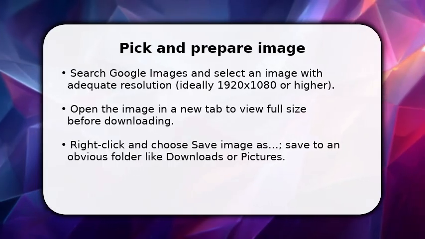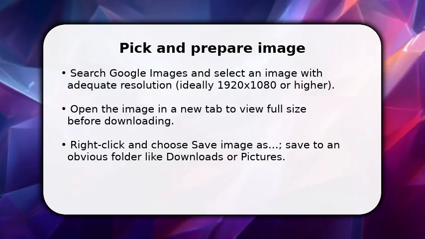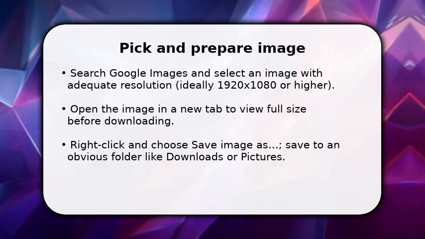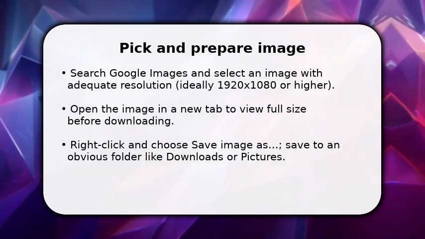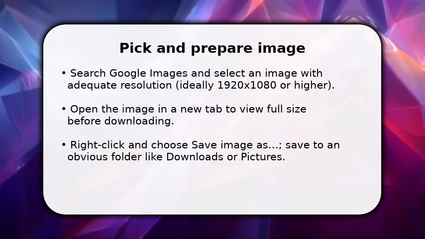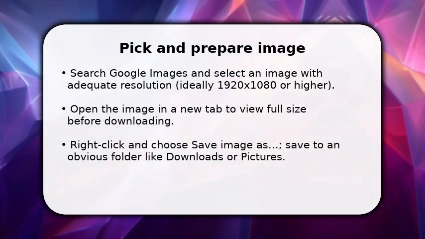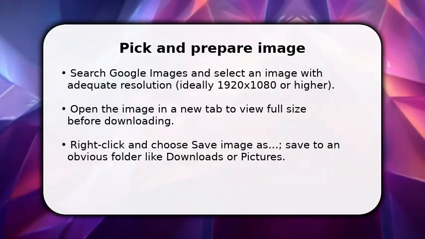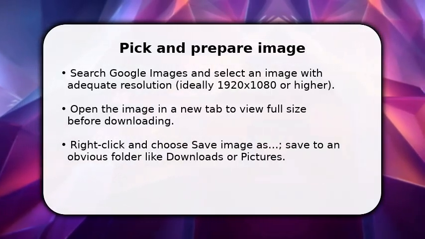You start by choosing an image that will look sharp on your screen. Higher resolution prevents blur. Once you find an image, open it in a new tab to confirm its full size and aspect ratio, and then save it to an easy-to-access folder like Downloads or Pictures. Make sure the file format is JPG or PNG for widest compatibility. You're now ready to apply it.